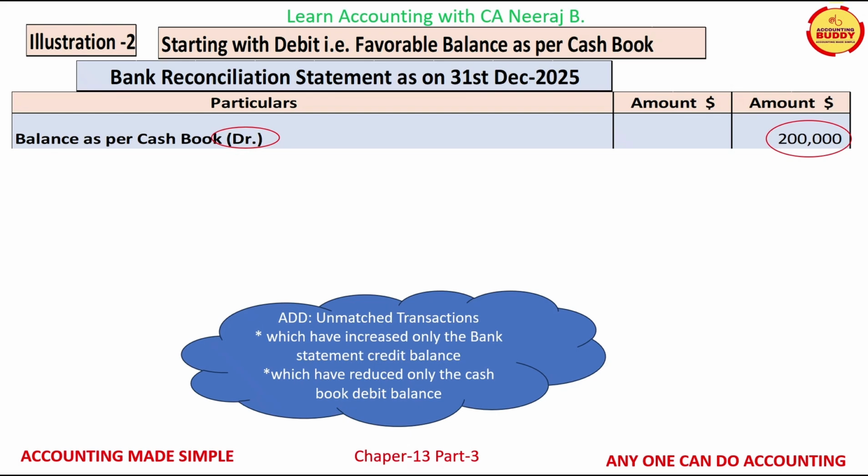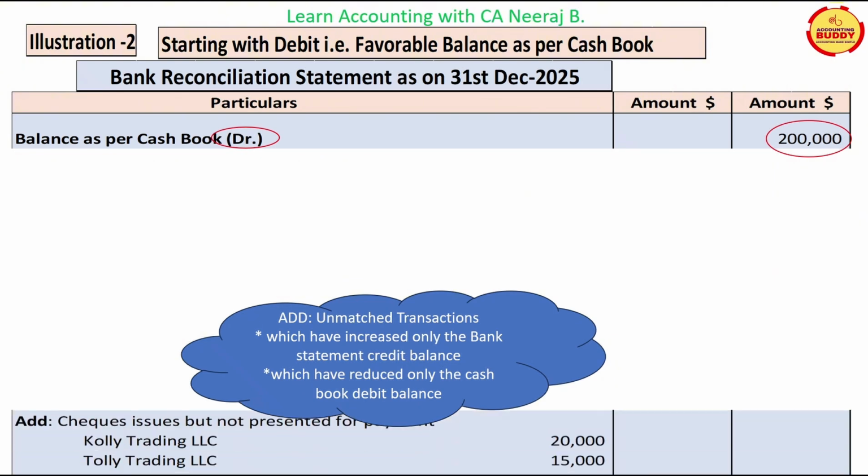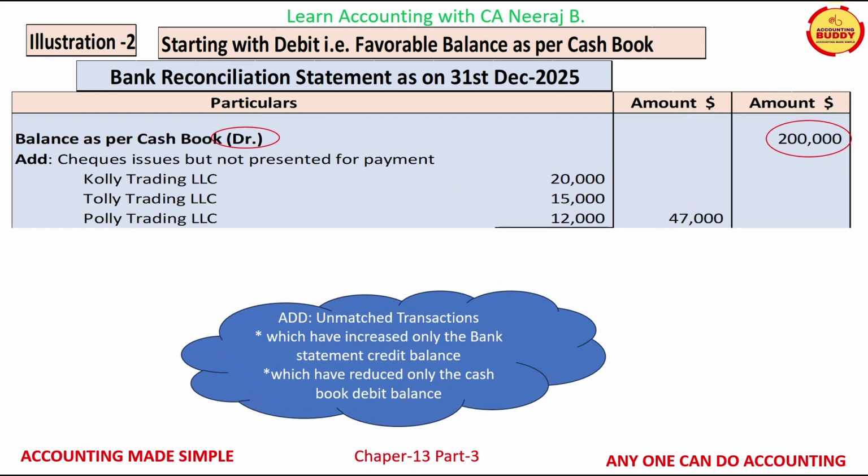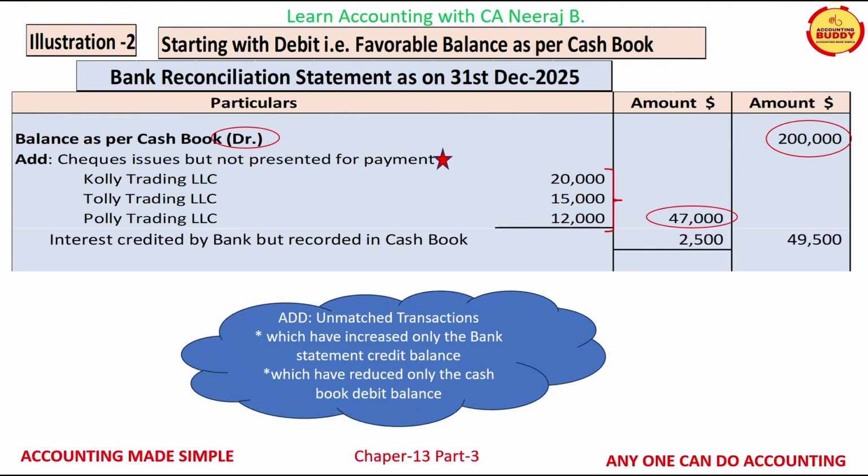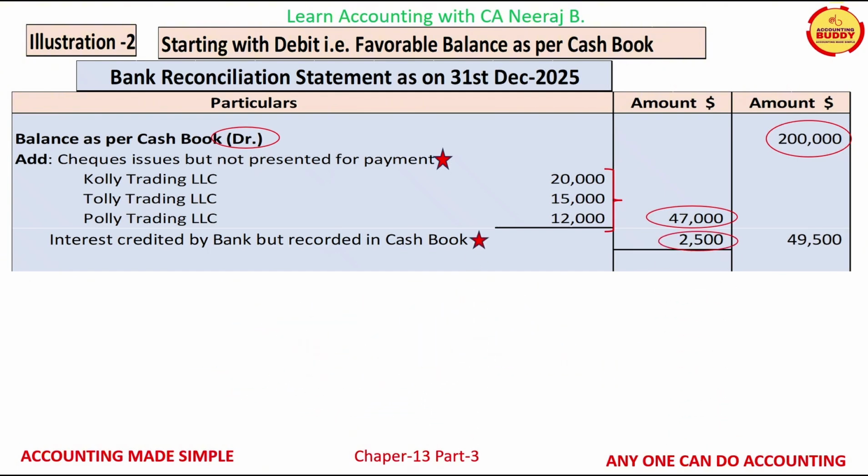These unmatched transactions which will be added to the cash book debit balance in this illustration are checks issued to the three parties as displayed on your screens but not presented for payment, amounting to $47,000. Interest credited by the bank but not recorded in the cash book has only increased the credit balance of the bank statement. Therefore, this unmatched transaction of $2,500 will also be added to the cash book balance.